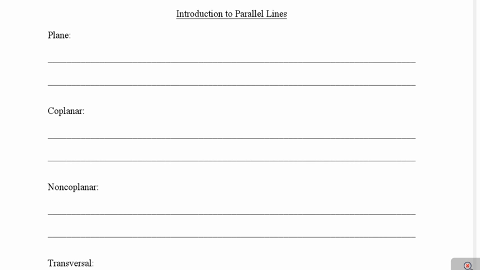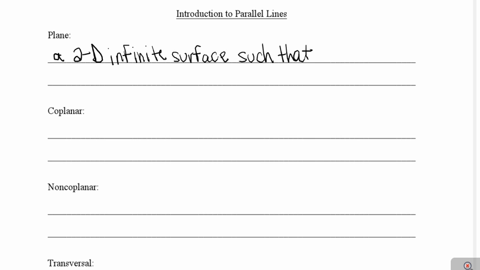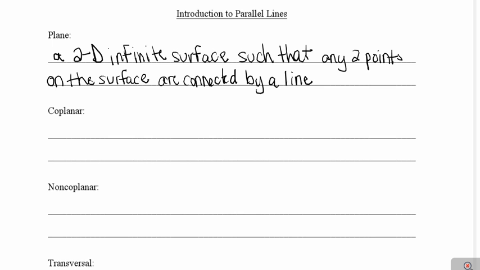Okay, so before we start talking about parallel lines, I want to discuss what a plane is. A plane is a two-dimensional infinite surface such that any 2 points on the surface are connected by a line. All points of the line are also on the surface.